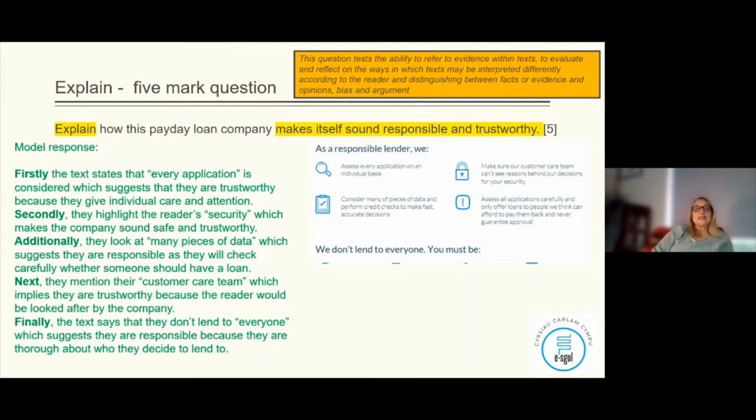And then finally, the text says they don't lend to everyone, which suggests they are responsible because they are thorough about who they decide to lend to. So remember, they make all these checks, they make sure that they only lend to certain people. So that's our reason for thinking that they're responsible. Okay, I hope that's quite clear for you. It's difficult to ascertain whether or not it's clear unless you want to put a question or answer in the chat.